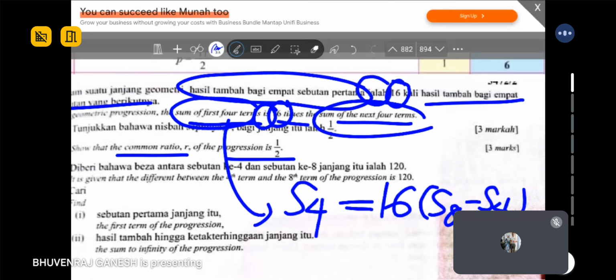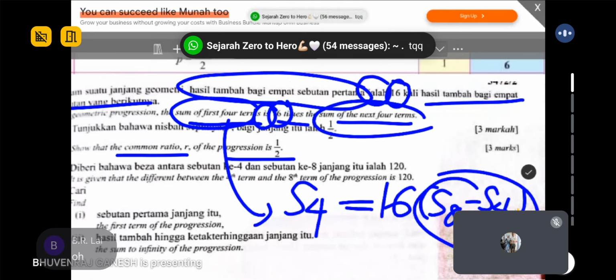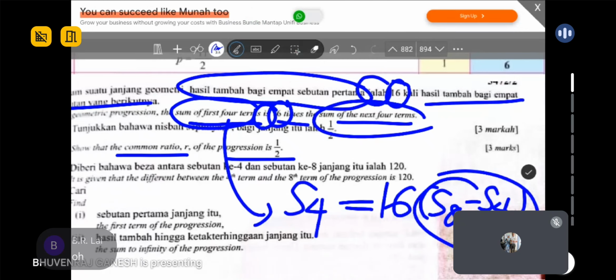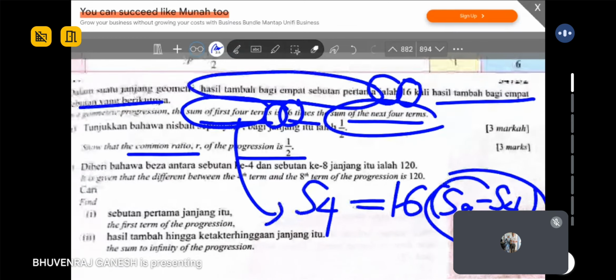S8 tolak S4. Boleh faham guys? Kenapa dapat yang ni? Do you understand? Because mereka nak dari yang kelima ke yang 8. So kamu ambil hasil tambah 8 sebutan pertama, S8, sum of first 8 terms, minus sum of first 4 terms. 4 sebutan pertama. Okay? Alright.